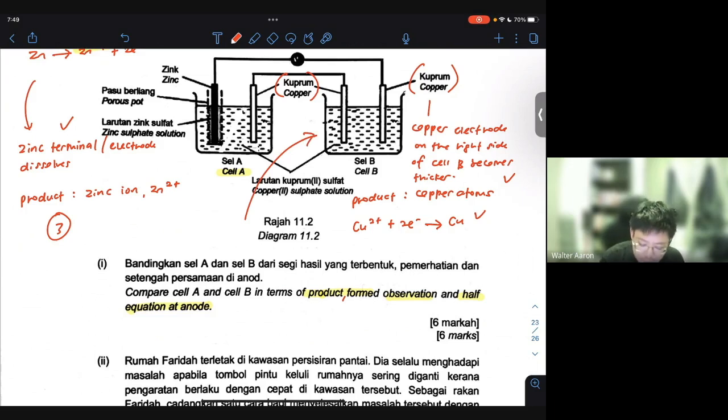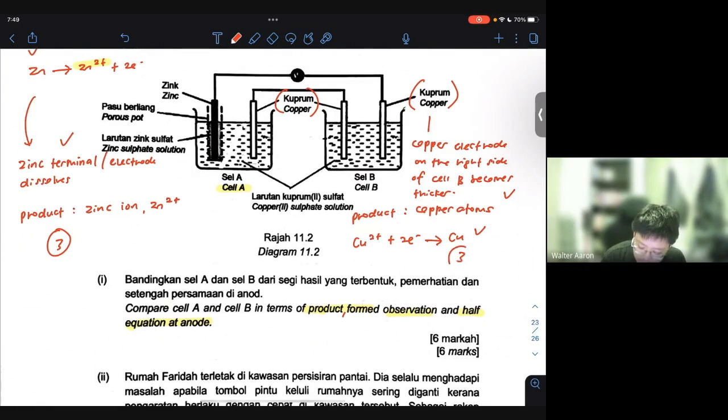Okay, so it's up to you whichever you want to choose, as long as you can explain and understand what's going on over here. So I would say that the best one will be, of course, the right side becomes thicker because more and more copper atoms are being formed. That's it. So you write down all 3 points inside there, you also get 3 points. So 3 plus 3 will give you 6 marks in total.